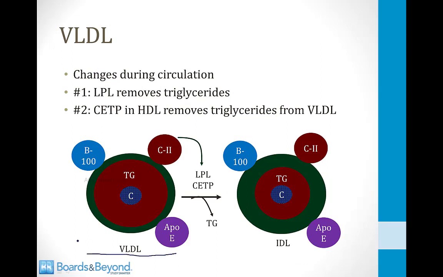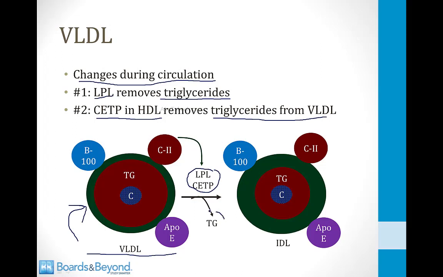I've shown that in this picture on the screen. There's lots of red inside this molecule to indicate the large amount of triglycerides in VLDL initially. However, the content of the VLDL particles changes during circulation. VLDL particles will encounter lipoprotein lipase just like chylomicrons encountered lipoprotein lipase, and that enzyme will remove some of the triglycerides. In addition, as we talked about before, the CETP protein in HDL will remove triglycerides from VLDL in exchange for cholesterol esters. So I've shown that process here. The LPL and the CETP will remove triglycerides.